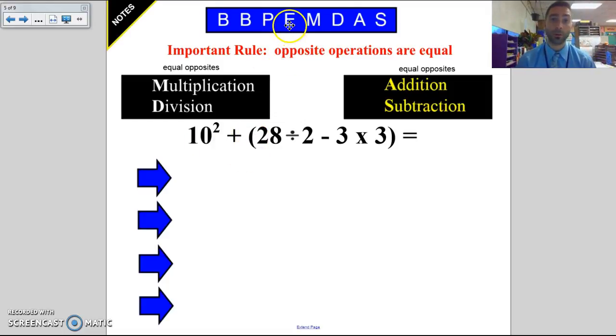So first, I look up at BB PEMDAS, and I say, well, do I have any braces? Nope, don't see any braces. Do I have any brackets? No, I don't have any brackets. Do I have any parentheses? Yes, I do. I do have parentheses.